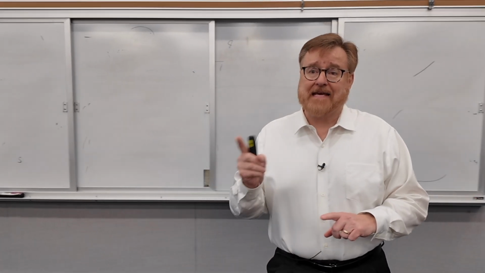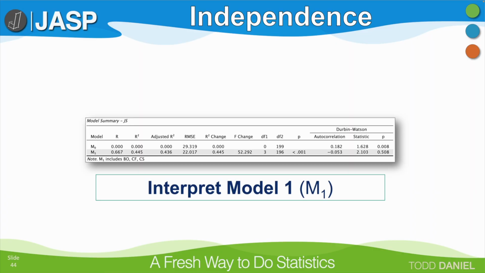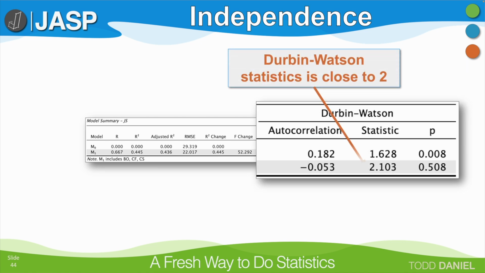As we're interpreting the independence assumption, we're going to be looking at model 1, not at model 0. So we can see in our Durbin-Watson statistic, the model 1 value for Durbin-Watson is 2.1. That's really close to 2, and that's what we're looking for. Any values less than 1 or greater than 3 would indicate we had a problem.